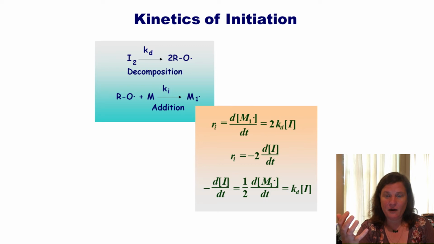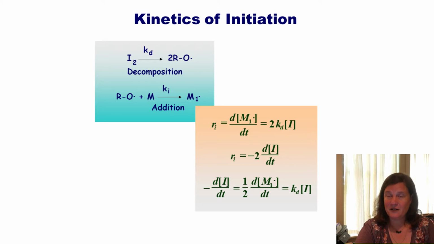So how are we going to monitor, or how are we going to define the rate of initiation? By definition, the rate of initiation is the rate of increase of the radical on the first monomer. So that's why it's d[M1•] with a dot, right? That is representing the one-mer, the monomer, with an active site on it. And this is known to be proportional to the concentration of initiator.